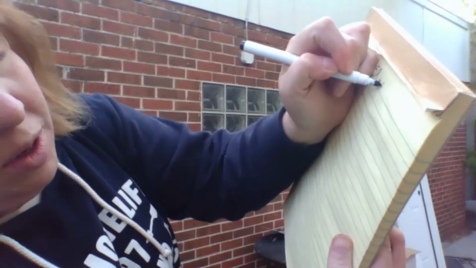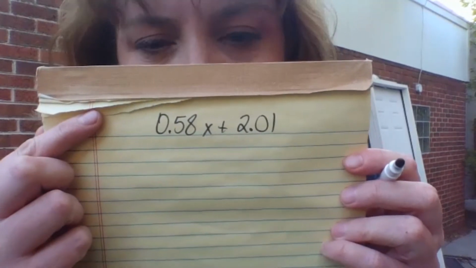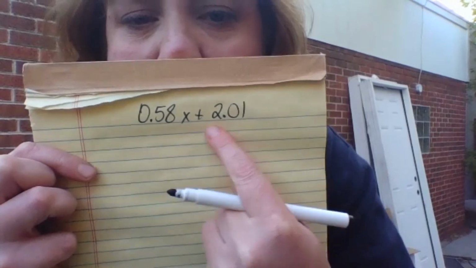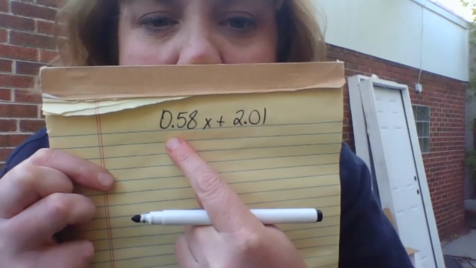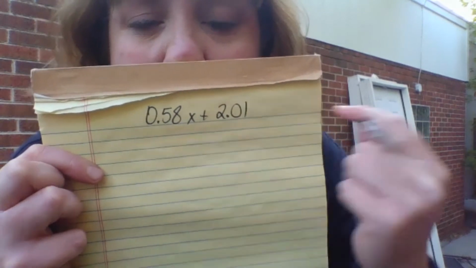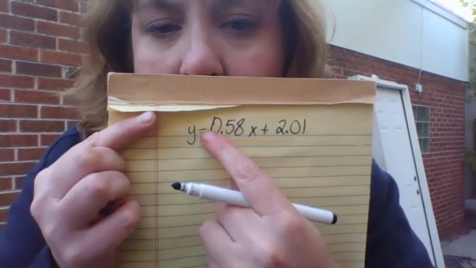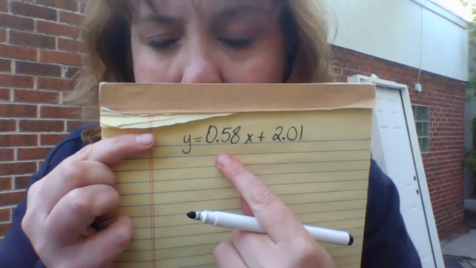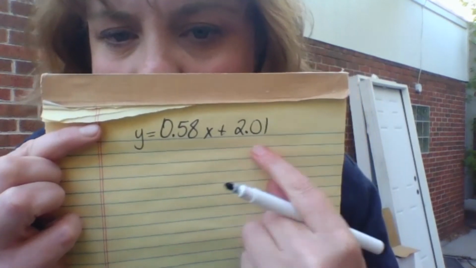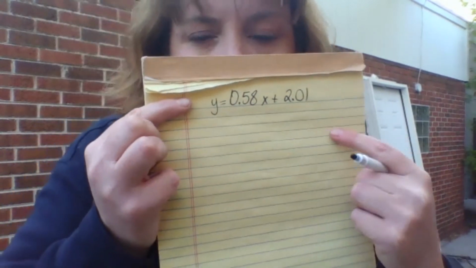0.5x plus 2.01. Okay, so this format for an equation is y equals mx plus b. This is the b. This is the m. That's the x. There's no y here, so I've got to write down the y. So y equals m, that's the slope, x plus b. So I have that. Okay, the next thing I need to do is write down the r squared.